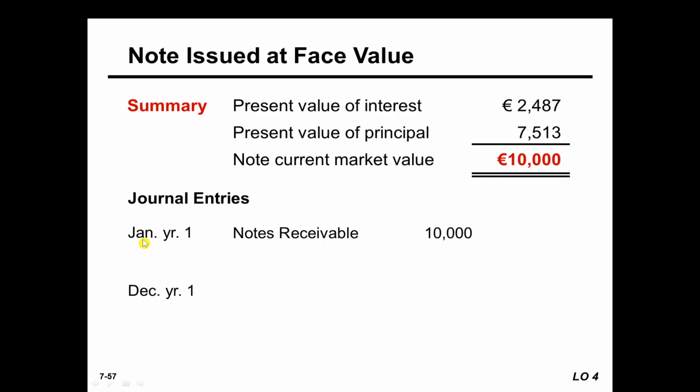So on January 1, notes receivable of 10,000 is recorded, and the cash is 10,000. And on December 31 of the first year, we receive cash of 1,000 and record interest revenue of 1,000. It is assumed that we receive cash here on December 31. Okay.